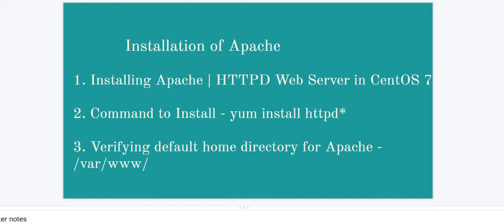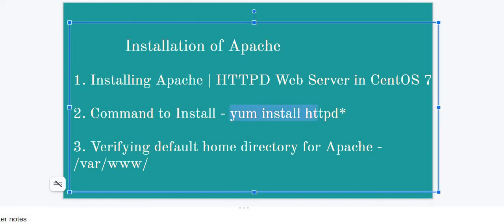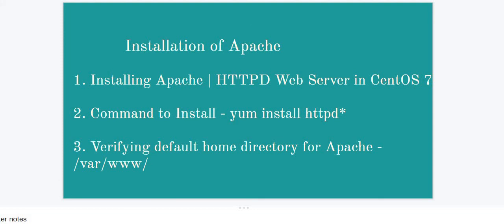For that we are going to use the yum install httpd command, and after that we are going to verify whether these directories are created. /var/www is the default home directory for Apache Web Server. Once we install the HTTPD package, these home directories for Apache Web Server will be created automatically. So once we install the HTTPD package, we are going to verify those directories as well. Okay, now let's get started.